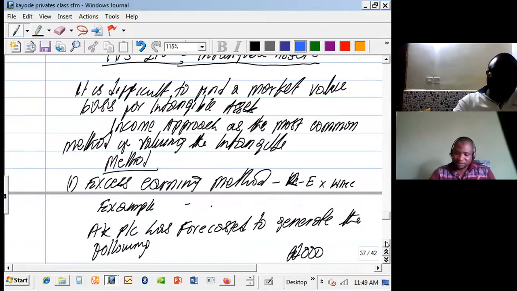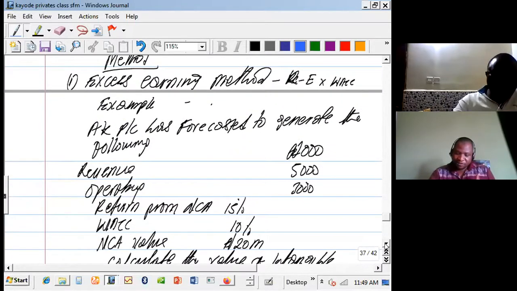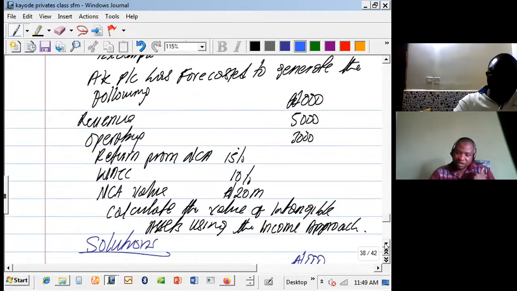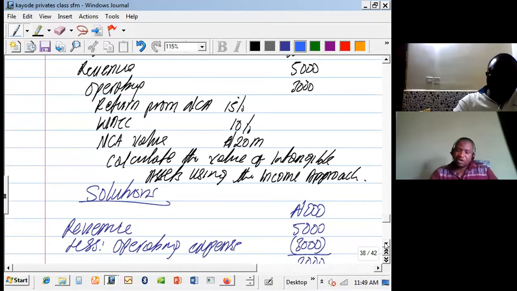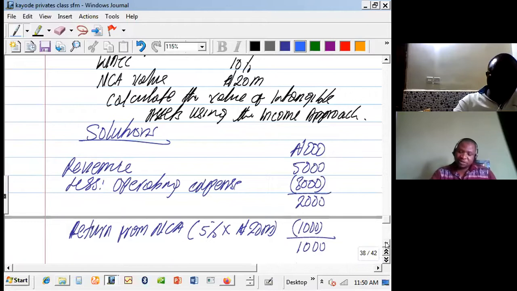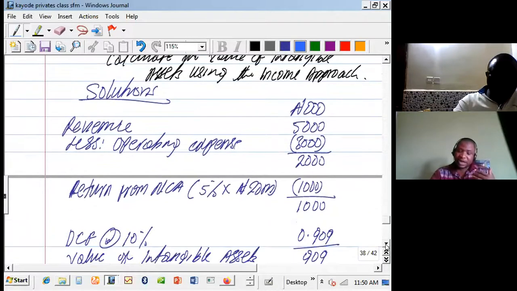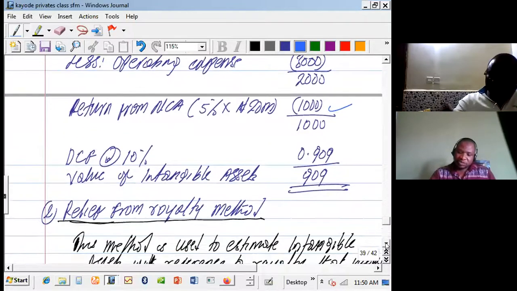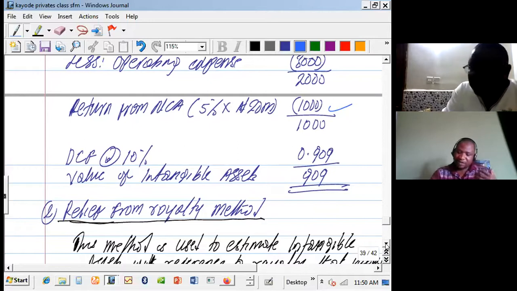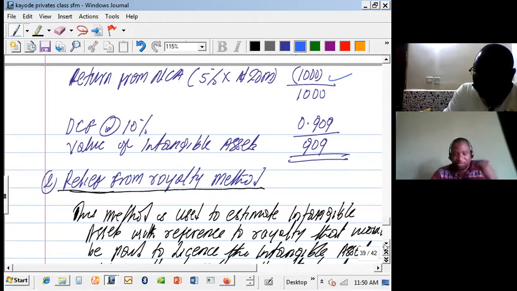If you look at this example, you will see the calculation where we take revenue, 5 million, operating expense, 3 million, return from non-current asset, 15%, WACC is 10% given. The non-current asset value is 20 million. So we now calculate the value of intangible asset using the income approach. We take the revenue, 5 million, less operating expense of 3 million. Then we deduct the return from non-current asset, 5% of 20 million. Then we now have 1 million, and then we discount it at 10% because we are looking at a 1-year forecast.